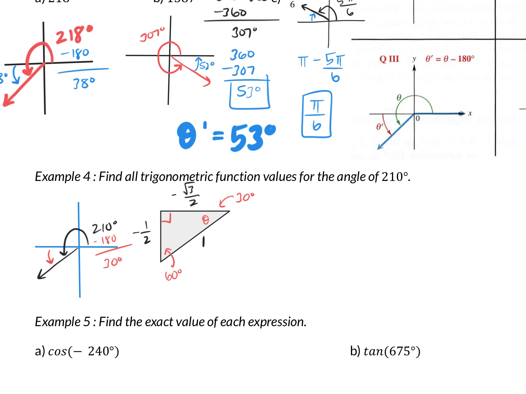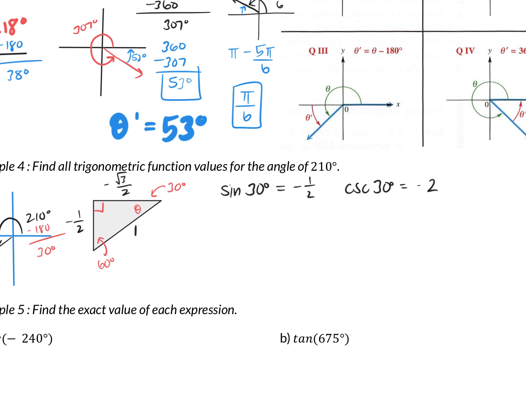And now from here I can go ahead and write my trig functions. So sine of theta, actually we know what sine of theta is. We know sine is going to be of 30 degrees. Sine of 30 degrees is equal to negative 1/2. Which means that the cosecant is equal to negative 2. Okay, cosine of 30 would be adjacent, so that's negative square root of 3 over 2. And secant is going to equal the opposite, so negative 2 over the square root of 3.